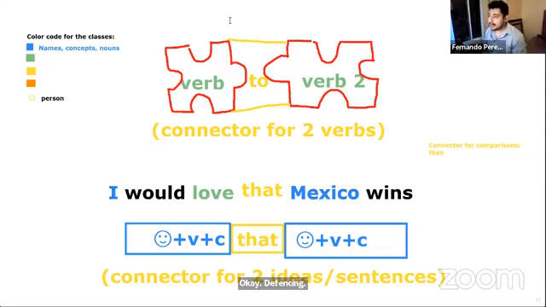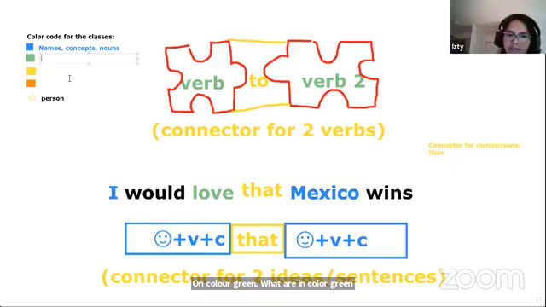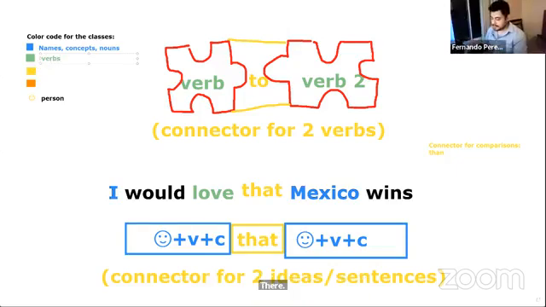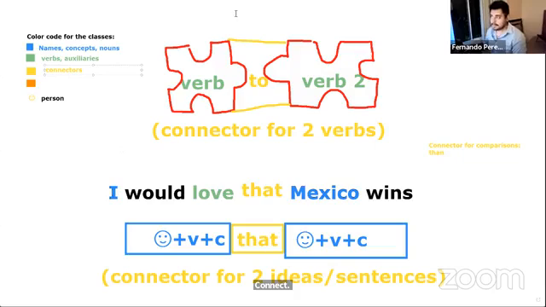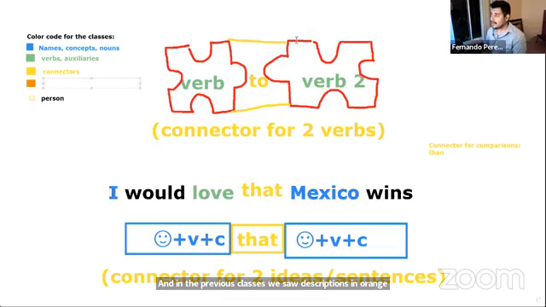On color green, what are in color green, guys? Verb. Exactly. Verbs and actions. In this moment, you will see auxiliaries. Verbs and auxiliaries. And finish. In color yellow, what do you see? Connectors and prepositions, exactly. And in the previous classes, we saw descriptions. In orange, we use adjectives. What are adjectives? They are descriptions.